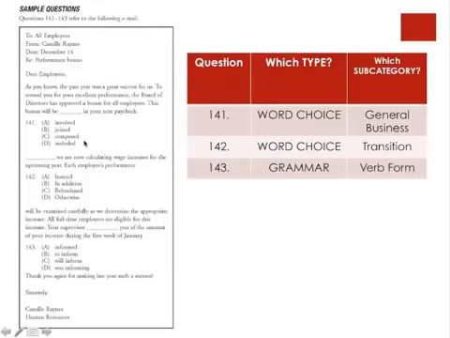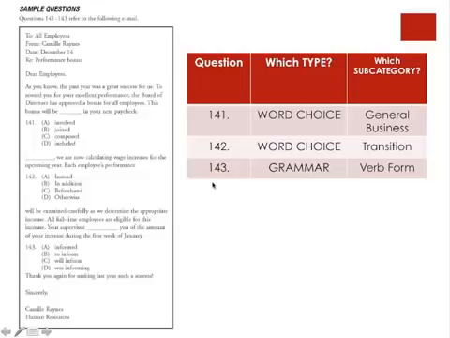So for 141, we have a word choice question. Again, notice all the words are the same part of speech, but are different words in meaning. So in this case, it's a word choice question, and the best category they belong to is the general business subcategory. 142, again, we have words that provide a transitional nature, but are different in meaning. So we have a word choice question that belongs to the transition subcategory.